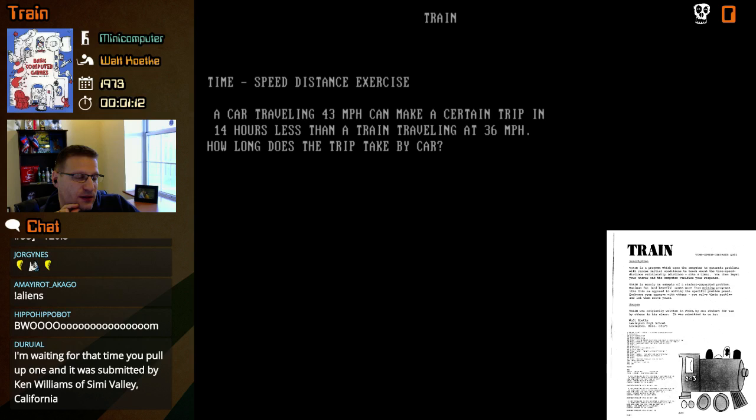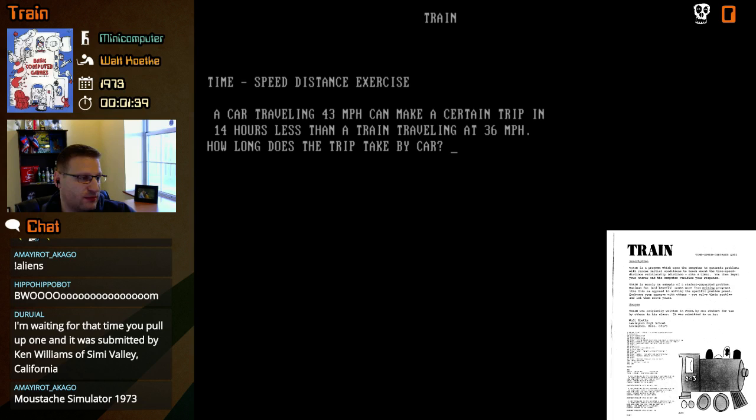Okay, so they're asking... Oh, okay, they're not asking how long the trip is, they're asking how long the trip takes by car. Got it. So in the same amount of time... Actually, yeah, that doesn't make sense. So in 14 hours, the car travels 98 miles more than the train. Got it. But that's at whatever time interval we're talking about.